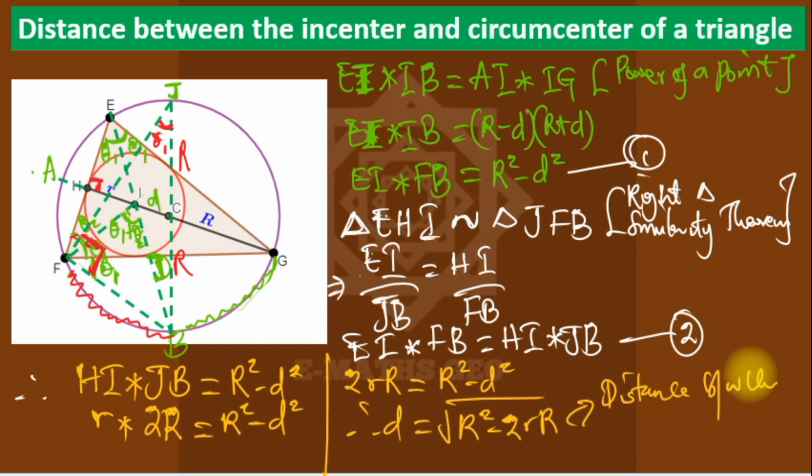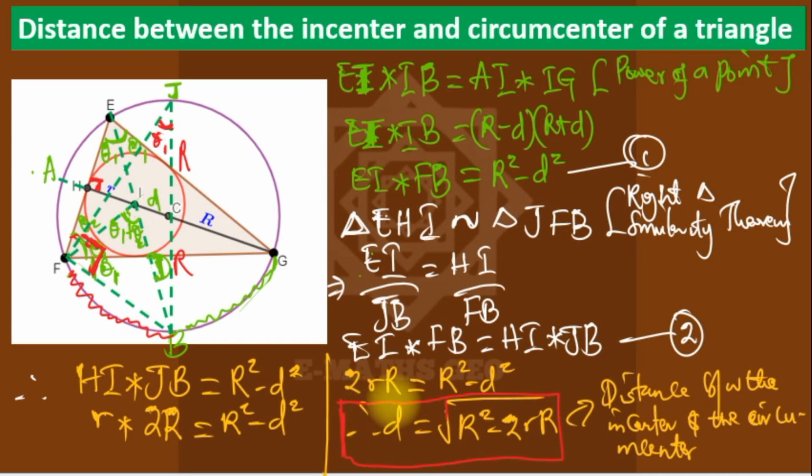So now this is the distance between the incenter and the circumcenter of a triangle. So we've gotten this special formula. Wherever you're asked to find the distance between the incenter and the circumcenter, we use this formula.